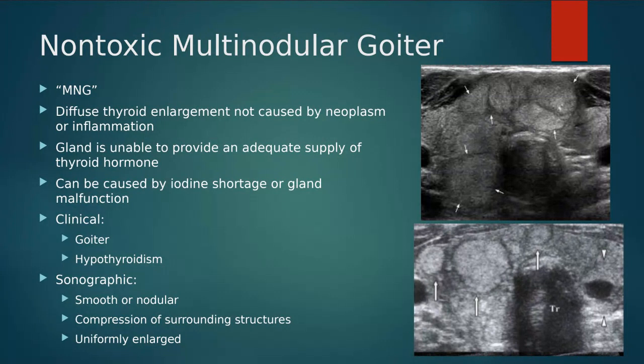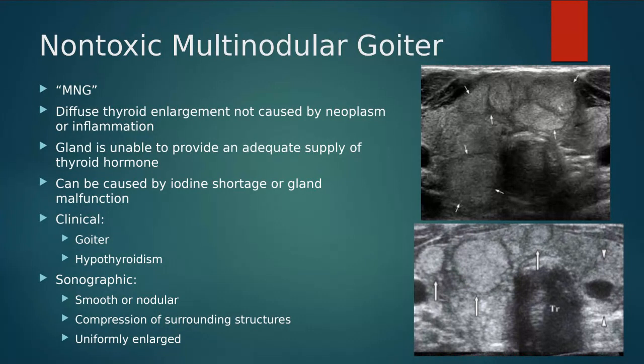It's diffuse thyroid enlargement not caused by any type of malignancy or inflammation. So we have this overall enlarged thyroid, but why? There's no tumor per se. There's no malignancy that's making it enlarged, and there's no inflammation or infection that's making it enlarged. So why is it enlarged? Well, the gland is unable to provide an adequate supply of thyroid hormone. So because of this thyroid imbalance, we get these little abnormal nodules in the thyroid tissue.